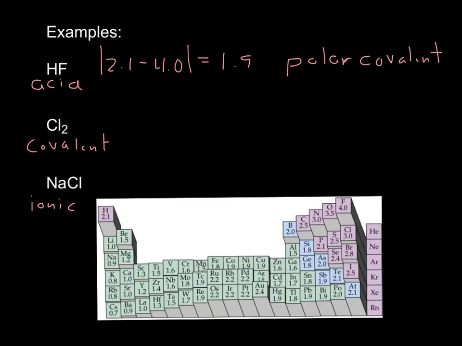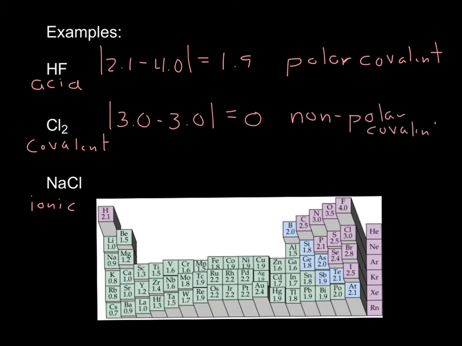Let's take a look at the chlorine bond. Chlorine has an electronegativity of 3.0, and I'm looking at the chart down below. 3.0 minus 3.0 is in fact 0. That makes this nonpolar covalent. We already knew that chlorine was covalent because there are no metals.